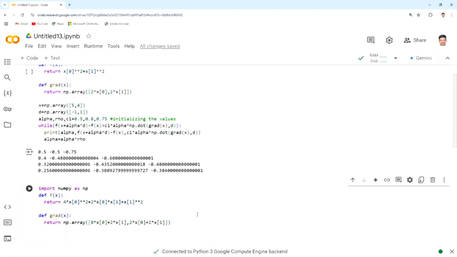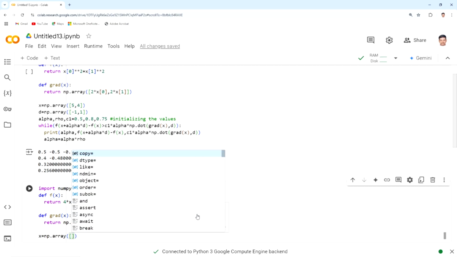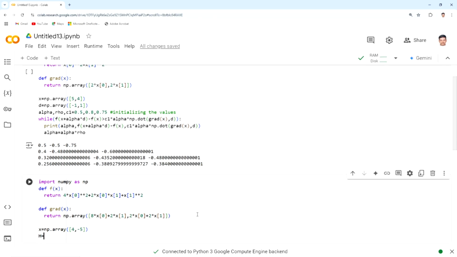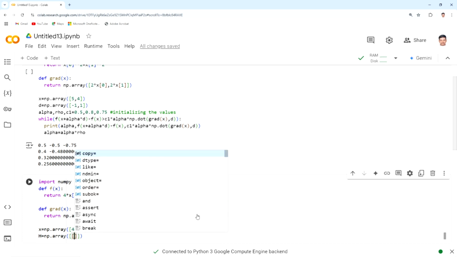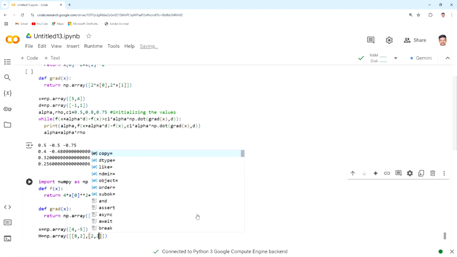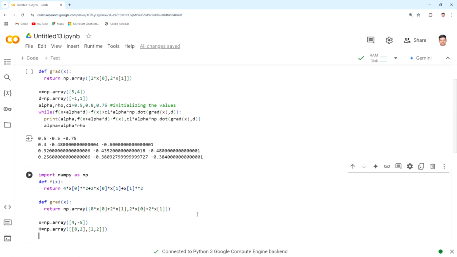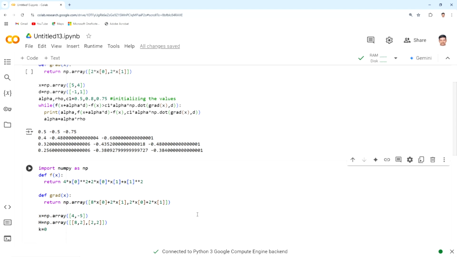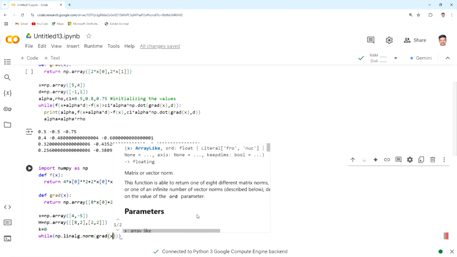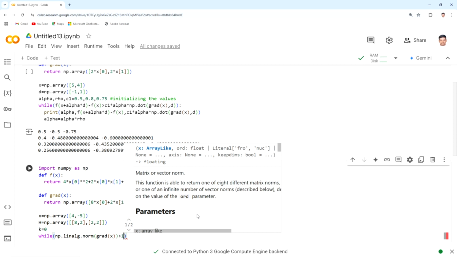Now, let us write the code. We will start with the initial point, which is 4 comma minus 5, let us stick to that, and h is, as we all know, 8 2 2 2, and then we will also define k as 0, k is just the iteration number, and while np dot linalg dot norm of grad of x is greater than 1e minus 6.